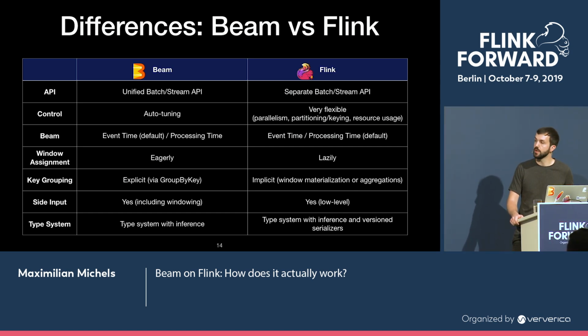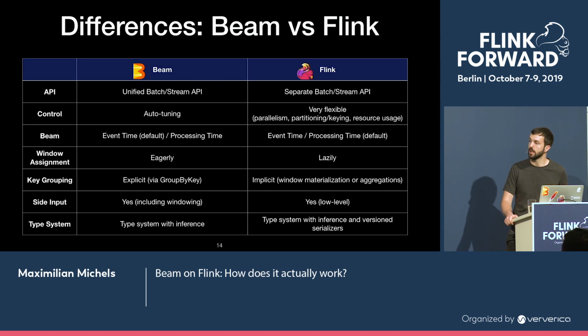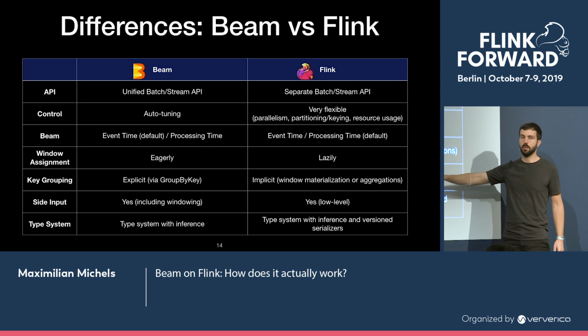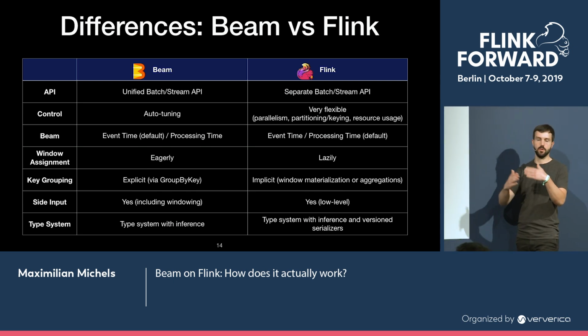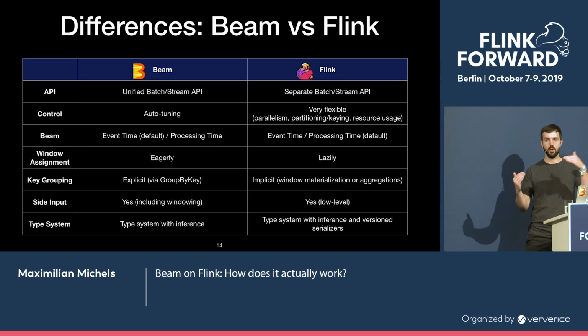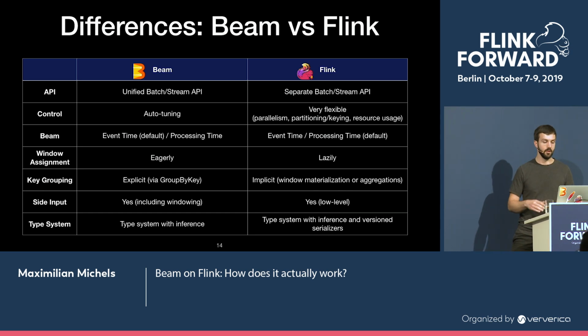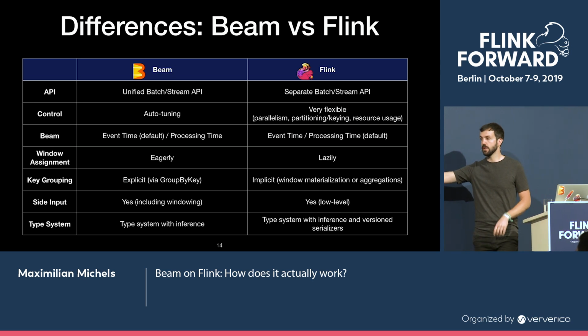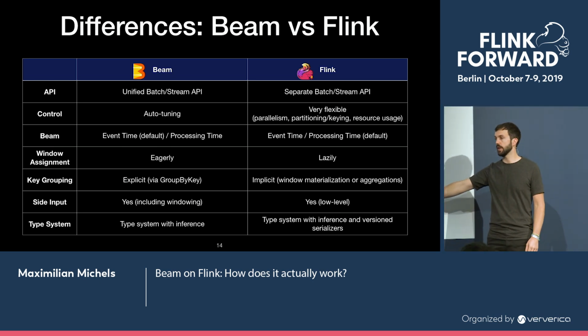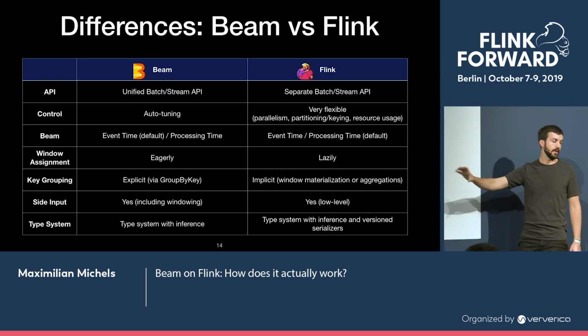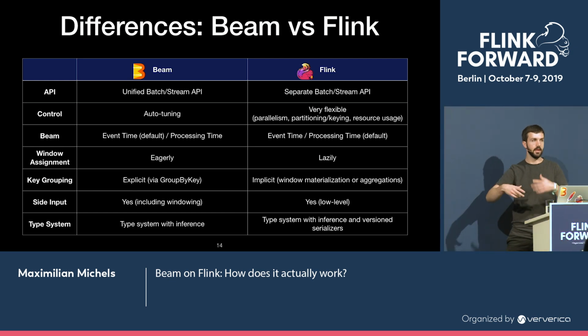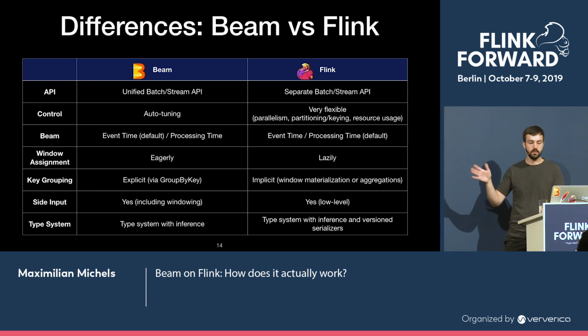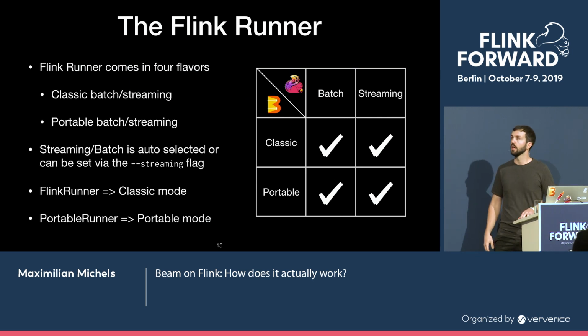Then there are some really cool features not present in Flink, like side input, which technically Flink supports, but on a very low level. So you basically have to manage your inputs. If you read from two streams, you have to manage them yourself. And the two actually have different type systems. Flink has its own type system, Beam has its own type system, and its own coders to serialize and deserialize data. So that's something to take into account.